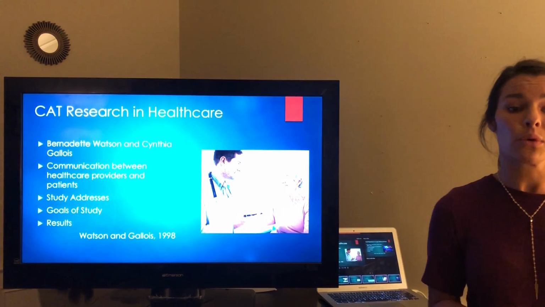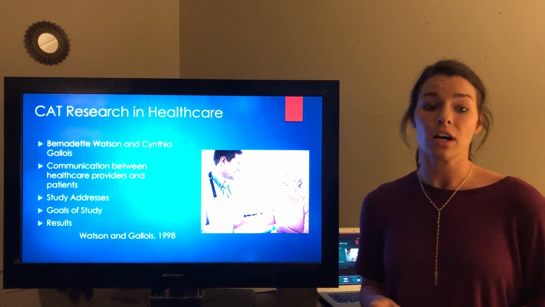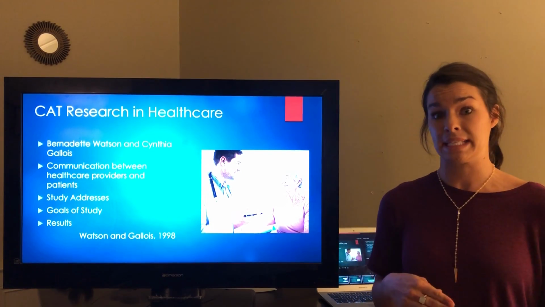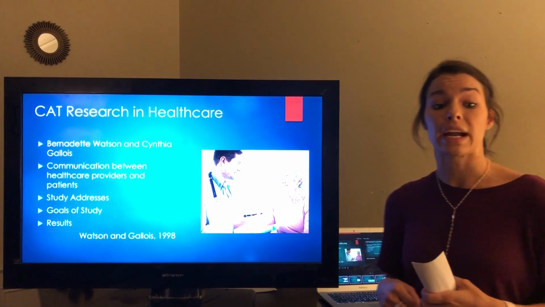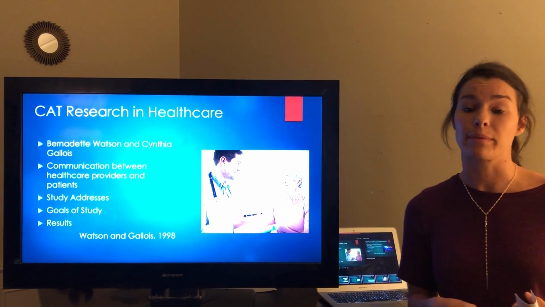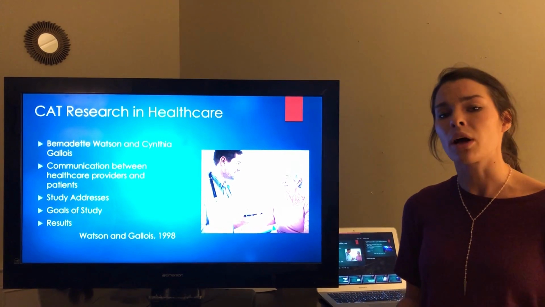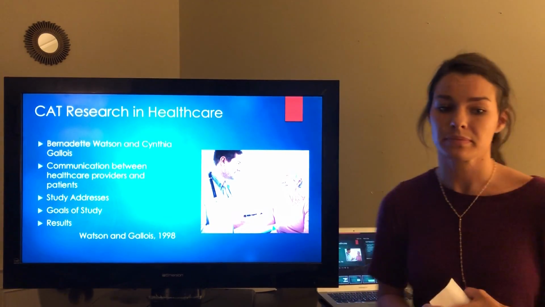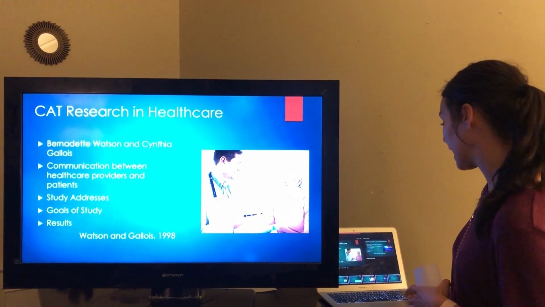The goals of this study were to focus attention on the other person's emotional and communication needs, along with communication competence and the relationship between participants. The results show that interpersonal was rated higher based on attending to relationship and emotional needs. On the other hand, from a theoretical perspective, patients were there to be helped and guided by the higher power, which was the healthcare provider. And that is Watson and Gallois, 1998.